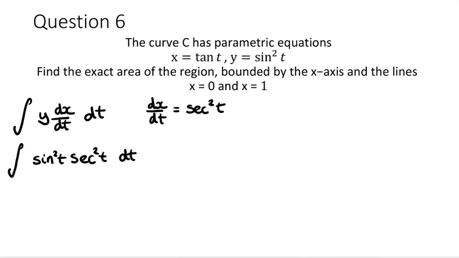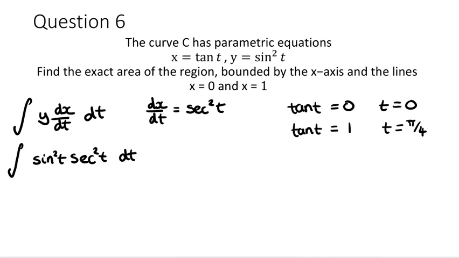Now, what I also need to do is have new limits. So our limits are no longer going to be these x limits of 0 and 1. I now want t limits instead. So I'm going to need to look at x equals tan t, and look at what happens when x is 0 and when x is 1. So when x is 0, tan t equals 0, so t is just going to be 0. And when tan t is 1, t is going to be pi over 4.